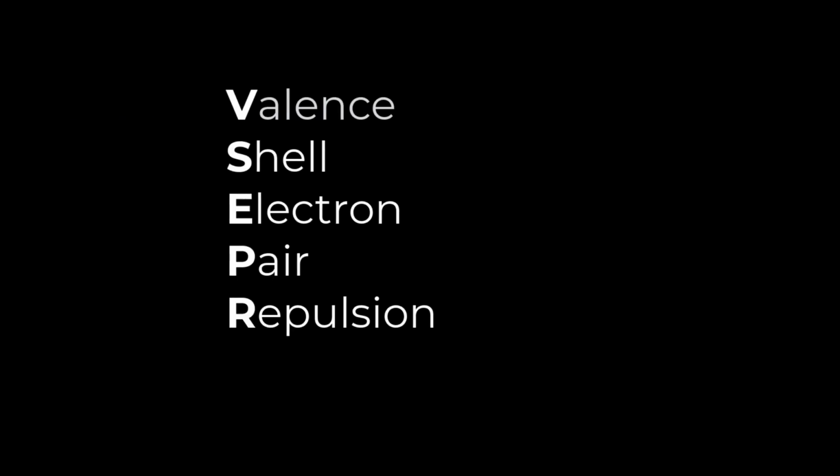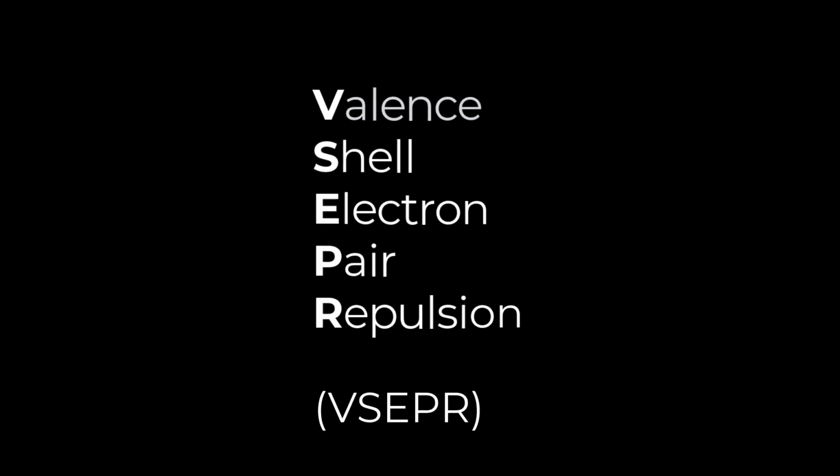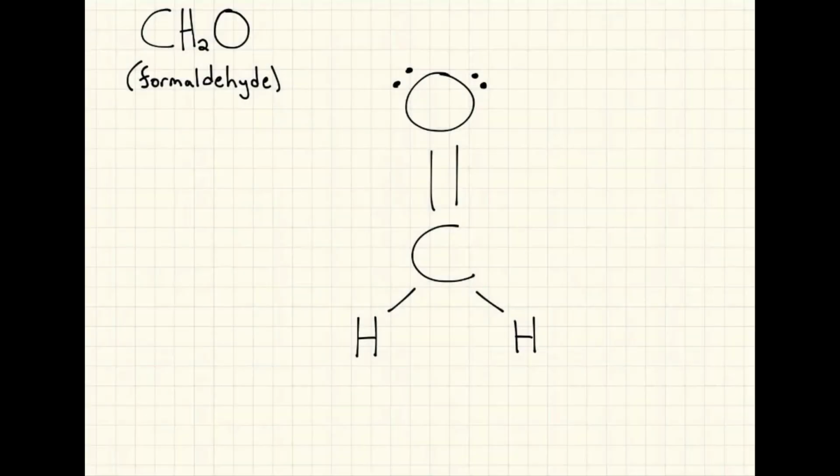To predict the shape of a molecule, we're going to use the valence shell electron pair repulsion model, or VSEPR for short. In this model, as the name implies, what we really worry about are how the electron pairs in the valence around atoms repel each other. Let's take a look at a Lewis structure as an example.